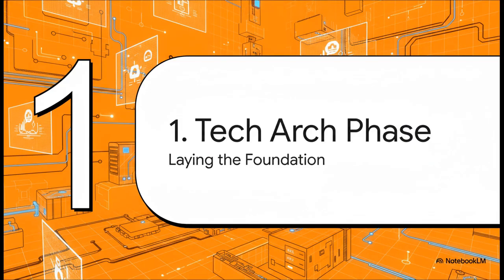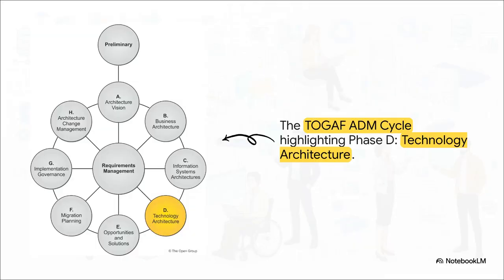Step 1, the technology architecture phase, laying the foundation. Take a look at the highlighted yellow circle right here on the TOGAF ADM cycle. That's Phase D. This is the exact moment where your abstract business blueprint actually starts its transformation into a digital reality. I mean, we've already knocked out the vision, the business, and the information systems phases, right?